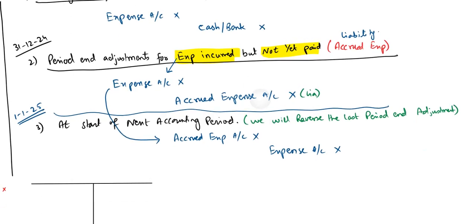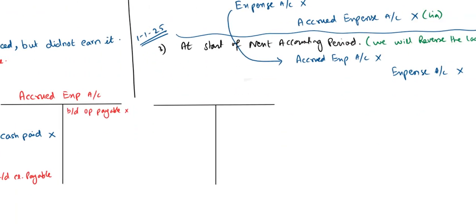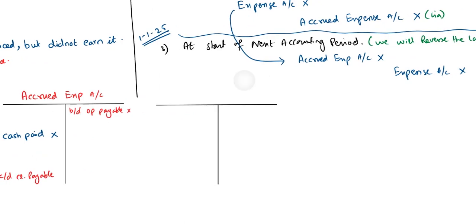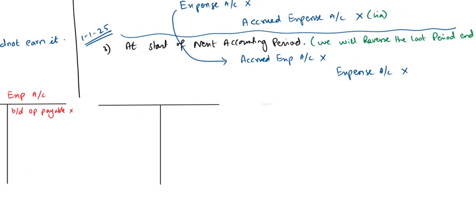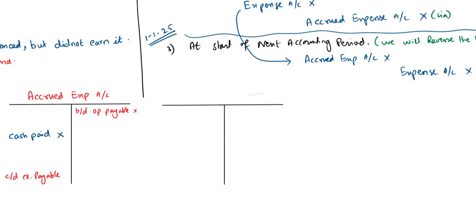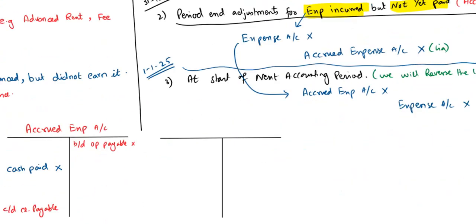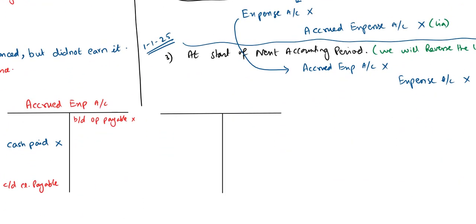Okay. So now I am talking about this one, cash paid. What is the entry of this one? In case of payment of cash, the accrued expense will be the debit and cash will be the credit. Okay. So in case of payment of an expense.